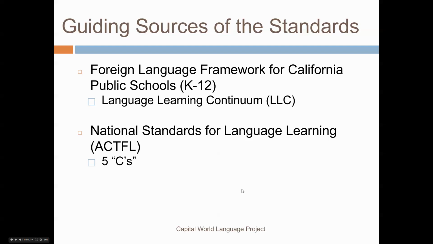First of all, it's important to know a little bit of information about where our standards came from. The World Language Content Standards were guided by two documents that were already in existence before our standards were written and approved in 2009. The first one was the Foreign Language Framework for California Public Schools and the Language Learning Continuum that is within that framework. The second one was the National Standards for Language Learning, developed by the American Council on the Teaching of Foreign Languages, and the 5 C's of communication, culture, communities, comparisons, and connections that are located within that document.